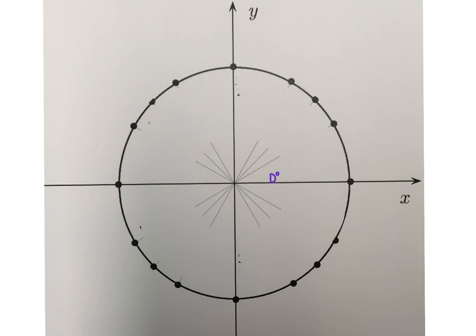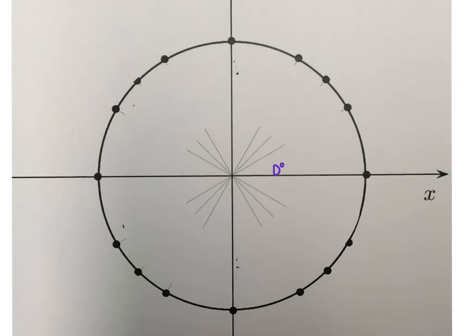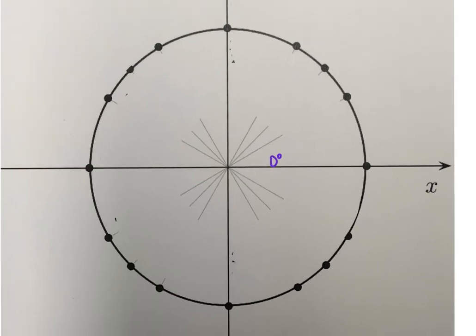Okay, 0 degrees. All right. Now, at 0 degrees, I have moved over how many units? How many units have I moved over? 1 unit. It's a unit circle. All right. So my x value here is 1. How many units have I moved up? 0. My y value is 0.